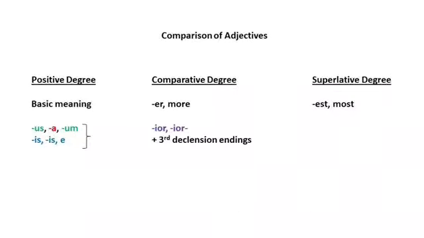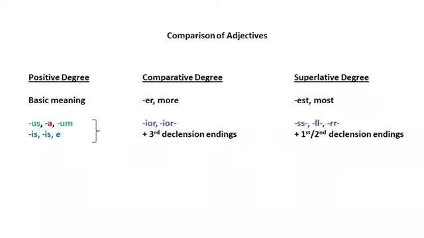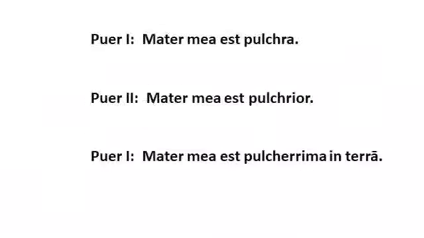The comparative degree in Latin is easy to recognize. It either has the letters IOR on the end or IOR in the middle. And notice the dash on one side or on both sides there in your notes. It's either a suffix, IOR, or the IOR is in the middle of the word and followed by third declension endings. The superlative degree is also easy to recognize. It will have a double S, a double L, or a double R in it, and will use first and second declension endings.